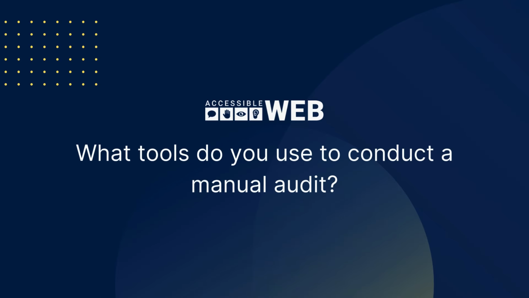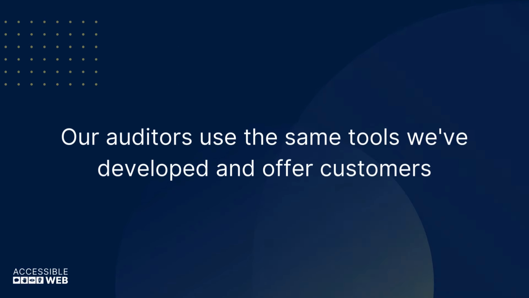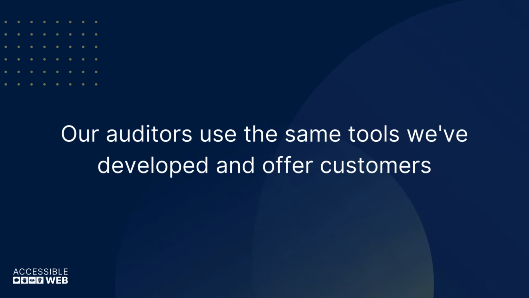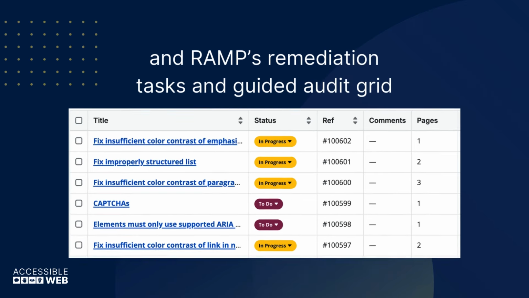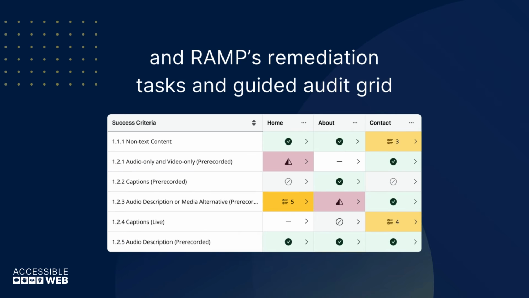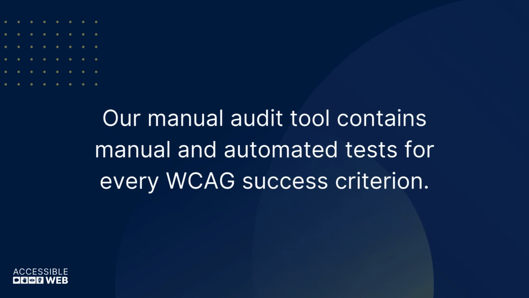What tools do you use to conduct a manual audit? Our auditors use the same tools we've developed and offer customers: the Guided Manual Audit tool and RAMP's remediation tasks and Guided Audit Grid. Our manual audit tool contains manual and automated tests for every WCAG success criterion.